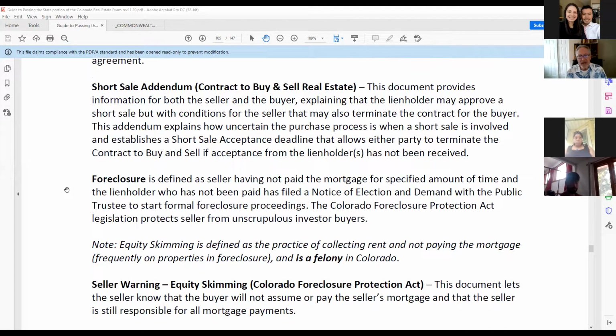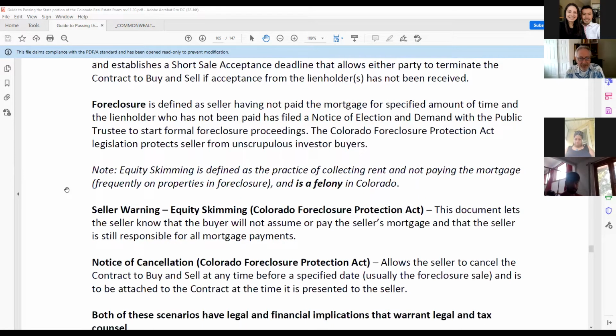Foreclosure, of course, is when you haven't paid the mortgage, and now the lien holder has filed a notice of election and demand with the public trustee, and you're going to start formal foreclosure proceedings. Remember, equity skimming is a felony in Colorado. What is it? You're collecting rent, not paying a mortgage. A lot of times that happens on foreclosed properties. So that's a felony. Someone's trying to gain as much as they can on the property before they lose it. Well, not a good idea. If you're in foreclosure, and you're getting rent on it, and you're not paying your mortgage, that's a felony. And it's called equity skimming.